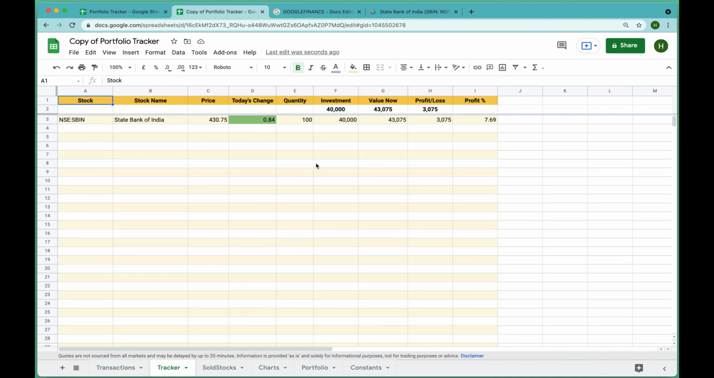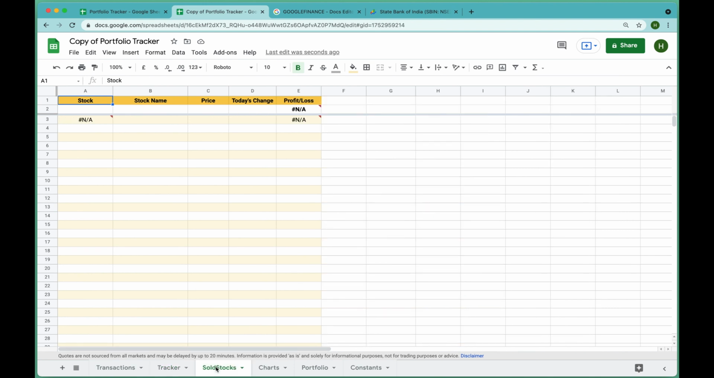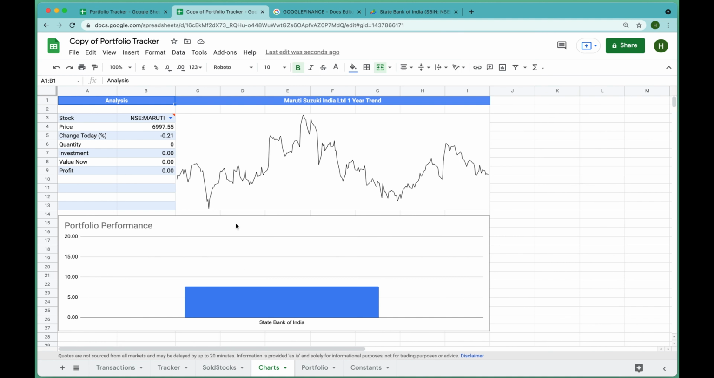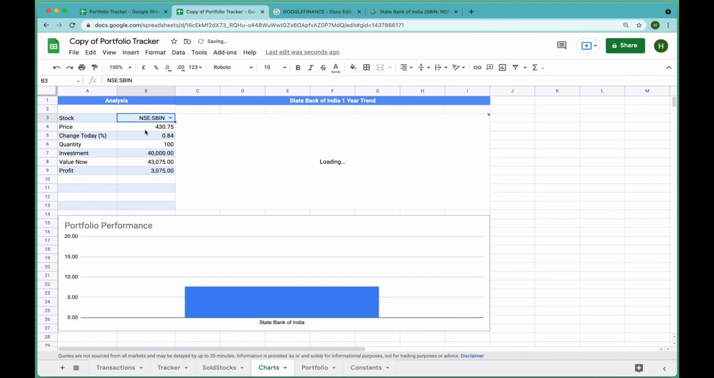Now if you go to the tracker, it will show you the current value as well as the profit. Since there are no stocks that are completely sold right now, we see sold stocks is empty. If you go to the chart section, you can see the State Bank of India's share in the bar chart. You can also change the stock and see its graph. This is currently showing the 1-year chart.